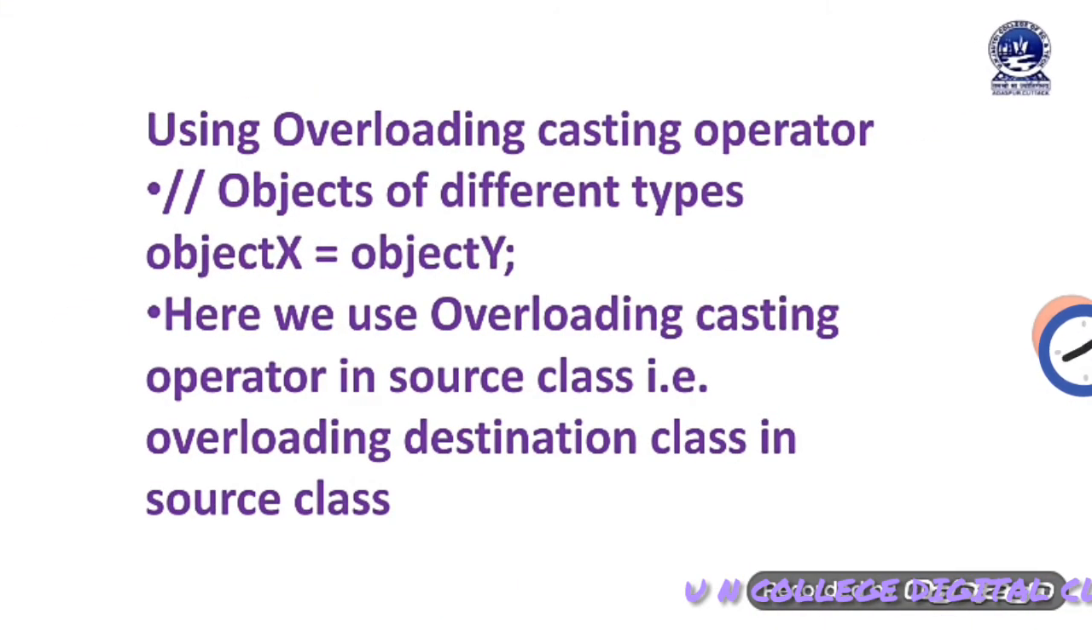Using the overloading casting operator, I have already explained, and let me explain it once again. Object x equal to object y. Object y is the source and object x is the destination. Here I am going to give one example for one class type to another type of class conversion, and for that reason I have used one class. The name of the class is 1. Inside the class I have used char a, one character variable.